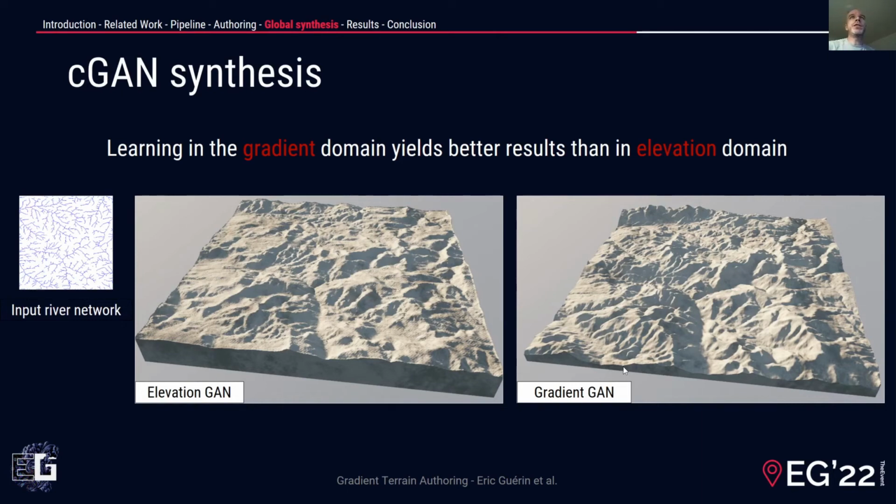This example illustrates the difference between learning from the elevation and learning from the gradient. The leftmost image shows the input river network. When using height, the synthesizer produces visual grid artifacts and smooth parts. Changing to the gradient domain removes the artifacts and yields sharper and more realistic landforms. Moreover, the gradient prescription combined with elevation constraints allows us to post-process the model and enforce the river network to flow.